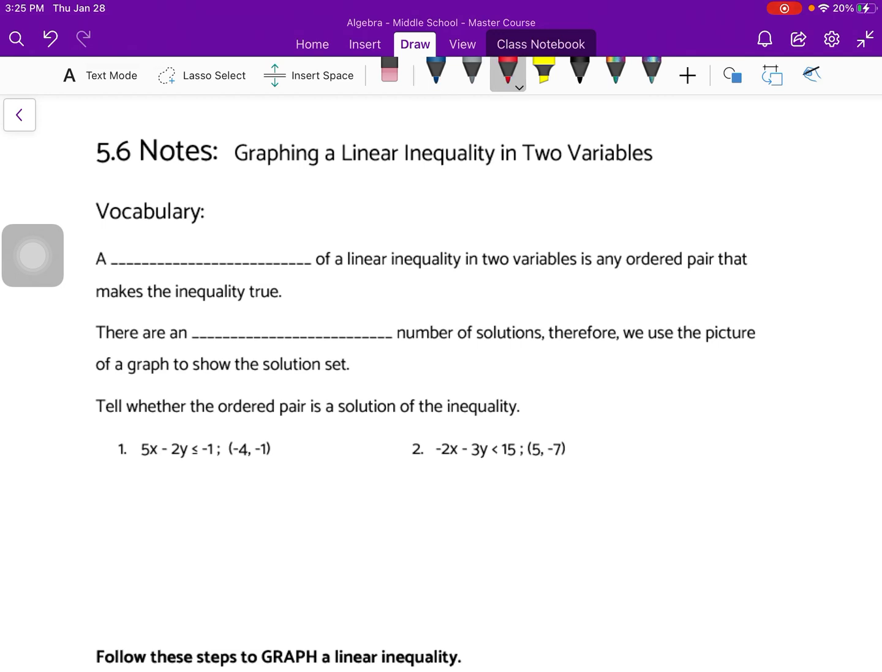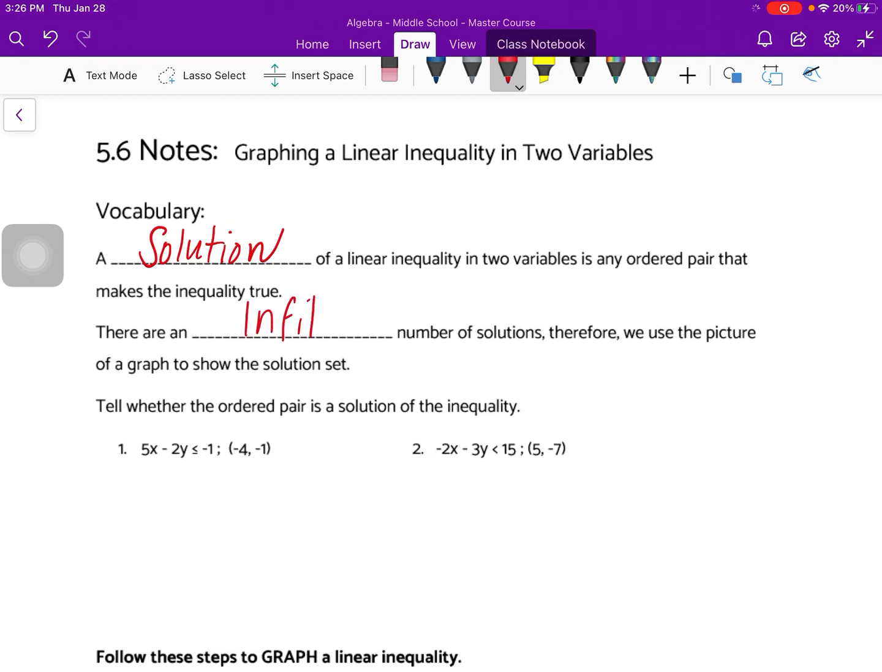We're going to start off by covering some vocabulary. Our first definition today is the word solution. So just like as you see here, a solution of a linear inequality in two variables is any ordered pair that makes the inequality true. So this is very similar to when working with an equation or a system of equations. The only difference is that with a system of equations, you have one specific point that can be the solution to that system of linear equations. With an inequality, you can actually have an infinite number of solutions.